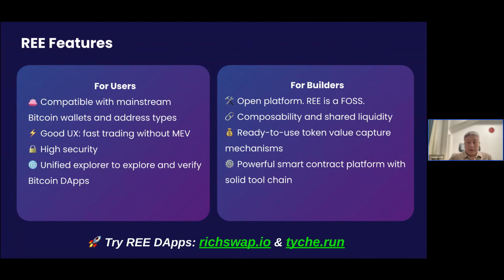And for builders, RE is free to use open source software, and RE applications can share liquidity by leveraging composability, which means one transaction can invoke multiple RE applications, and the environment will ensure the authenticity of the amount for the transaction. And we have a ready to use token value capture mechanism. So application developers can leverage this mechanism directly, and also you can use the IC toolchain and all the accumulated knowledge inside the IC builder community.